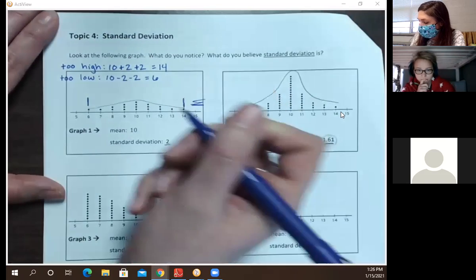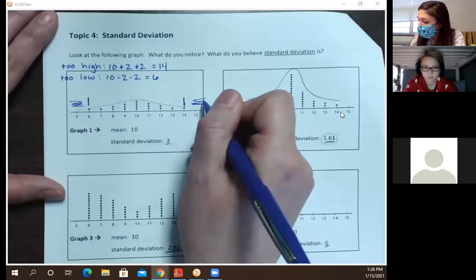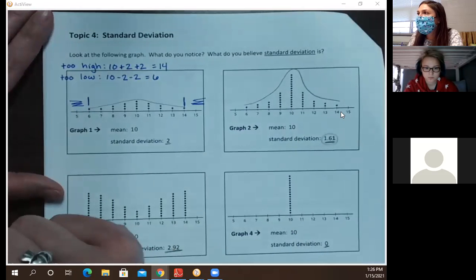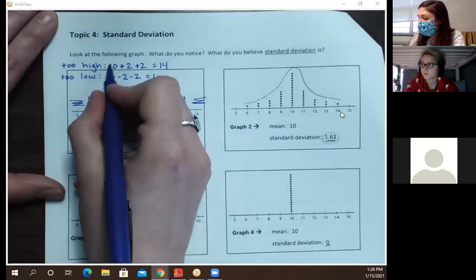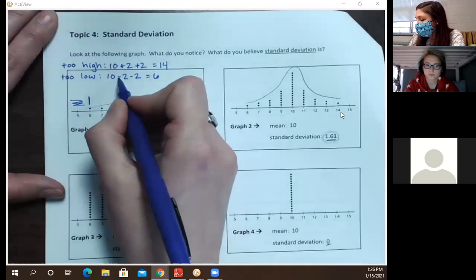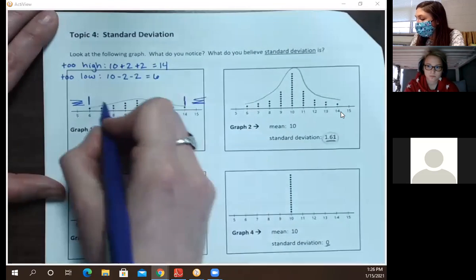Anything out here or out here would be a value that seems too high or too low, something unusually high or unusually low. That's what we mean when we say more than 2 standard deviations from the mean. So I take the mean and I add the standard deviation twice, or I take the mean and I subtract it twice. That gives me sort of my acceptable range.